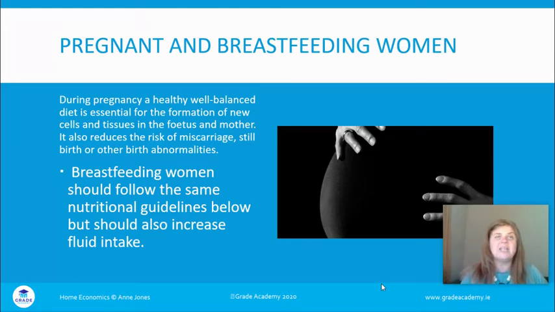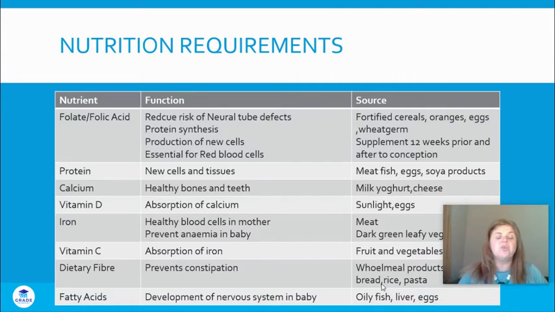During pregnancy, a healthy, well-balanced diet is essential for the formation of the new cells and tissues in the fetus and the mother. It also reduces the risk of miscarriage, stillbirth, or other birth abnormalities. Breastfeeding women should follow the same nutritional guidelines below, but should also increase their fluid intake. You will see here we have all our nutrients that we spoke about in chapter 1, and you will notice again that some of them aren't listed because these are the ones that are seen as vital during the breastfeeding and the pregnancy stage.